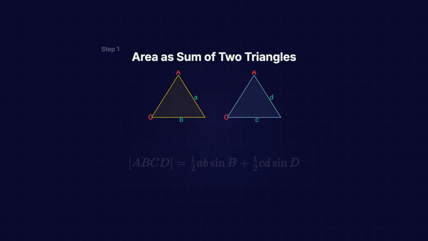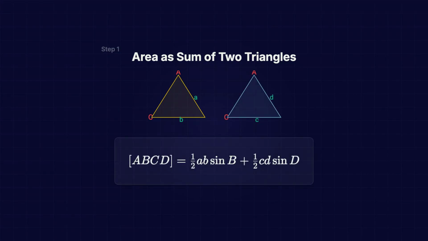If you recall that the area of a triangle is 1/2 times the product of two adjacent sides and the sine of the angle between them, our total area is just 1/2 AB sine B, plus 1/2 CD sine D.